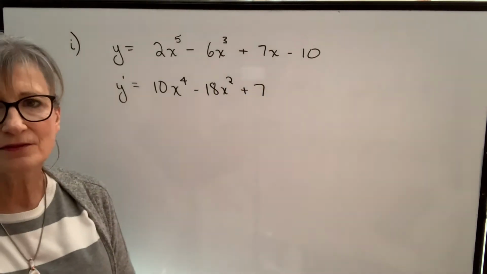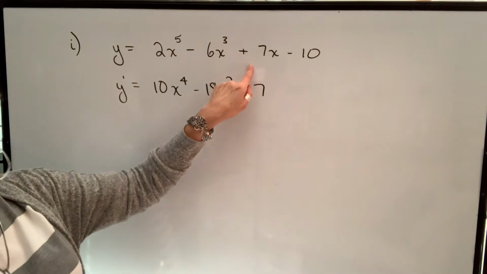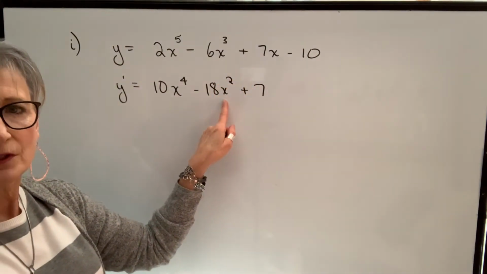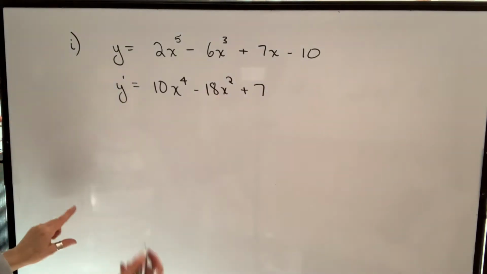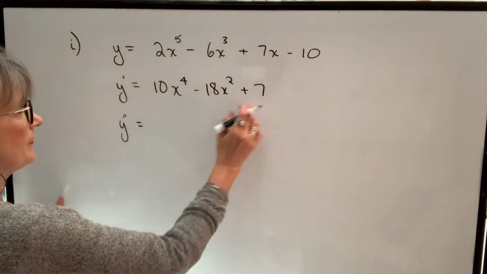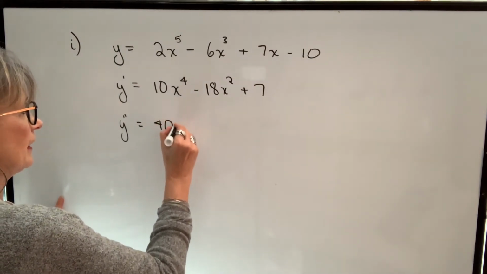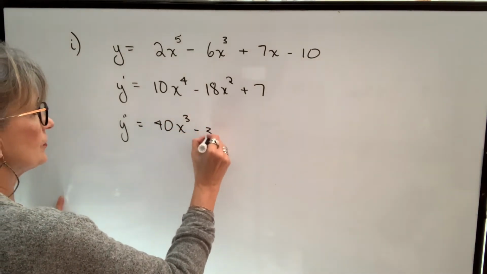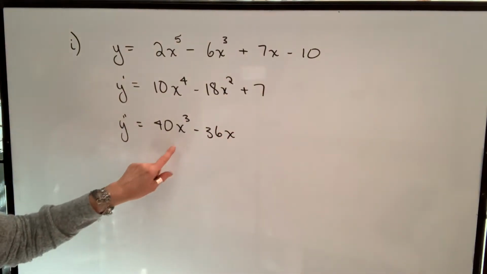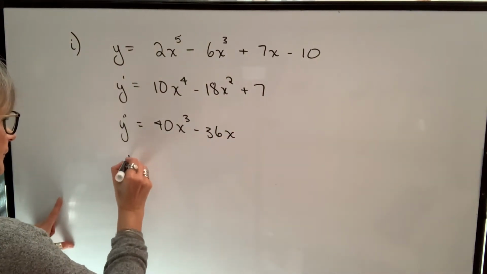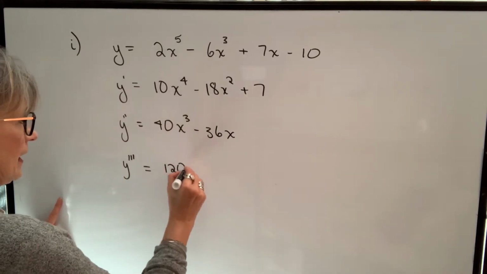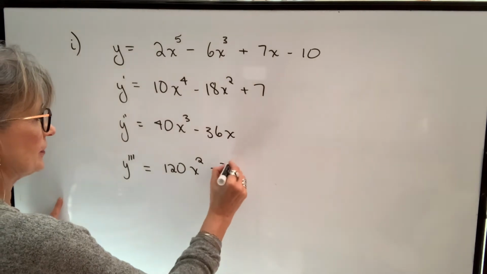Now, if you were asked to find the second derivative of this function, all it means is finding the instantaneous rate of change of this function, or in other words, the derivative of this function. So our second derivative would just be the derivative of this. So it would be 40x cubed minus 36x plus 0. Then the third derivative would be the derivative of this. So 120x squared minus 36.